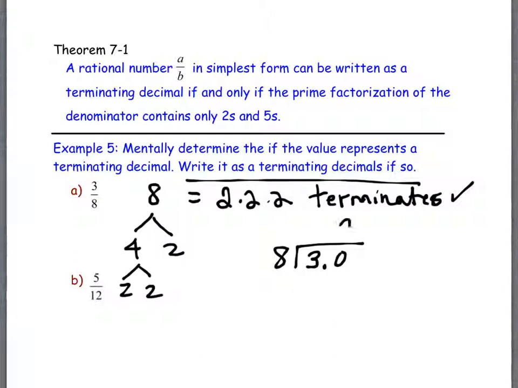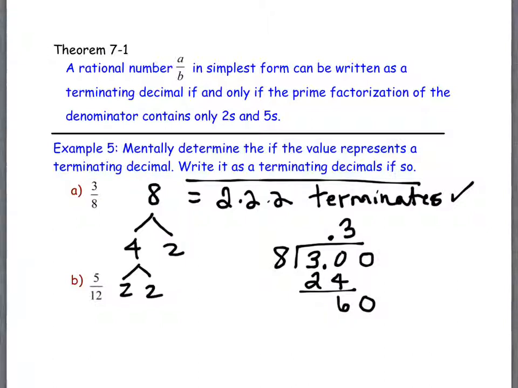3. And we write the 3 above the 0 of the 30. We can also bring the decimal point straight up above where it was. 3 times 8 is 24. And then we subtract. What do we get? 6.